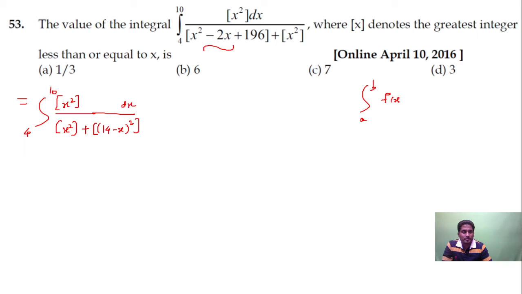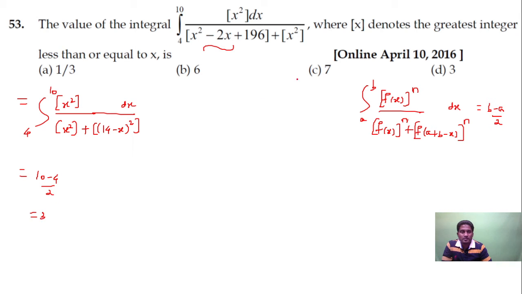So this is a to b, f of x to the power of n. Again this is equal to f of x to the power of n plus f of a plus b minus x whole power n. The answer will be equal to b minus a by 2. So that's equal to 10 minus 4 divided by 2. Answer is 3. Answer D.